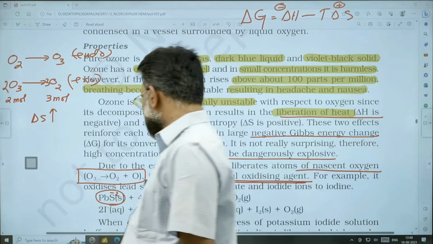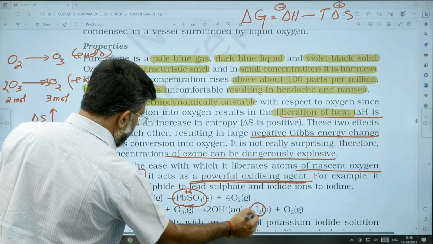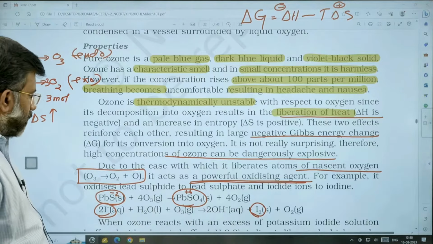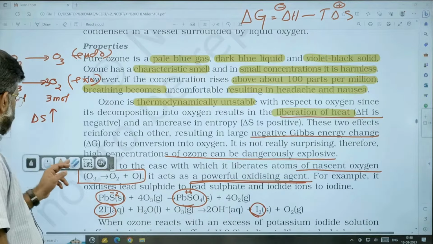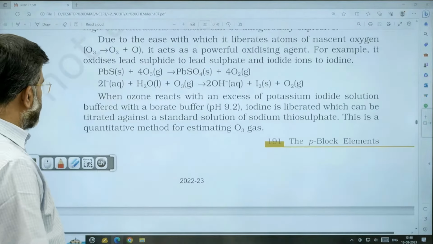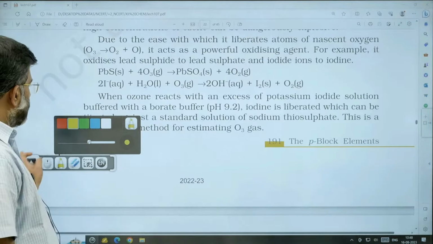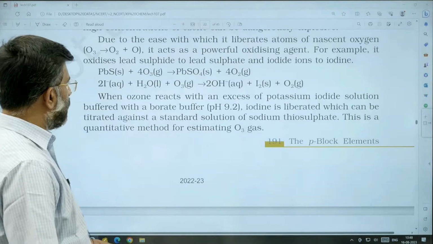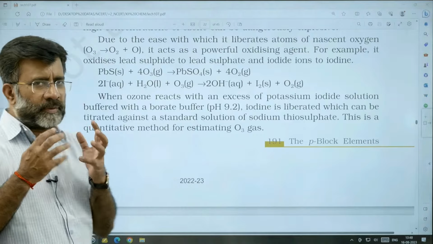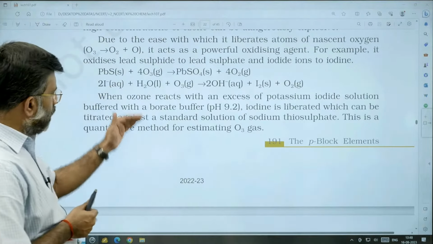Okay. Now, iodide is oxidized to iodine. Like that, ozone can act as a very good oxidizing agent. Now, there is another important point when ozone reacts, that is estimation of ozone. How can ozone be estimated? The answer is available in this paragraph.